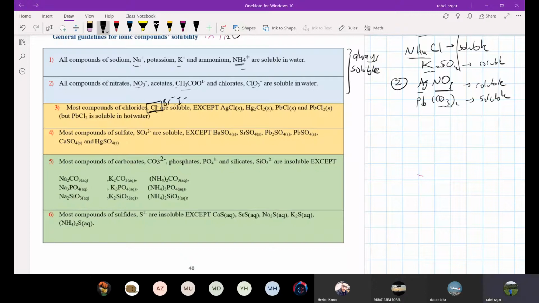They are generally soluble. Until here, they are soluble. But if they come with Ag, like we have silver, if they come with mercury, if they come with lead, which lead? Lead even 2 and 4. All right, there must be a 4 here. That's a problem. We have lead 4 and lead 2. So even with mercury, silver, and lead, those 3.